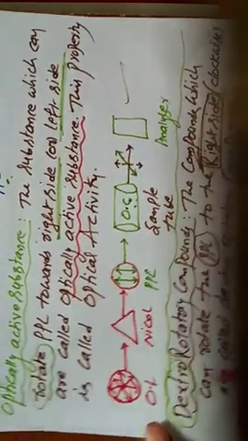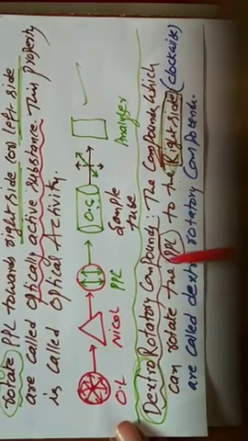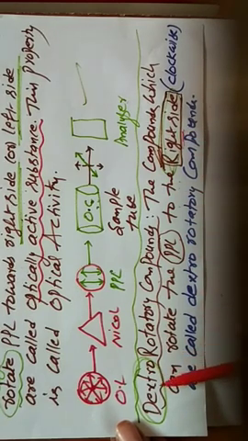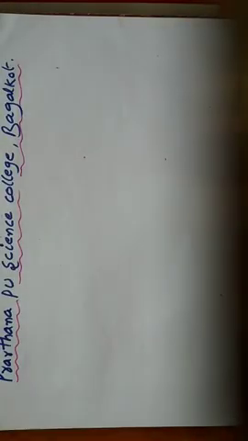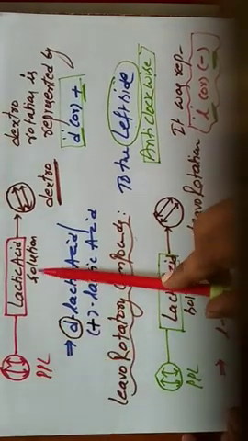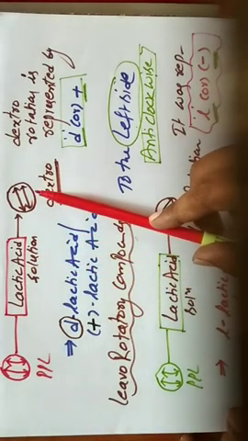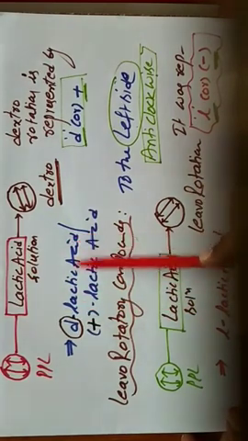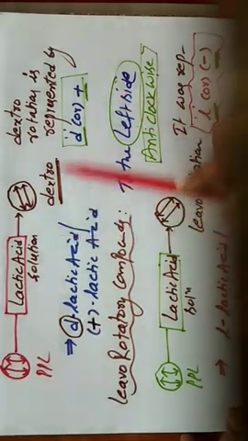Dextrorotatory means the compounds which can rotate the plane polarized light to the right side. That type of compounds are called dextrorotatory compounds. So next, levorotatory compounds. Plane polarized light is passed through the lactic acid solution. It rotates in the clockwise direction. So that's why this is the dextro form of lactic acid, D-lactic acid. It is also represented by plus lactic acid. So small d or plus represents dextro.